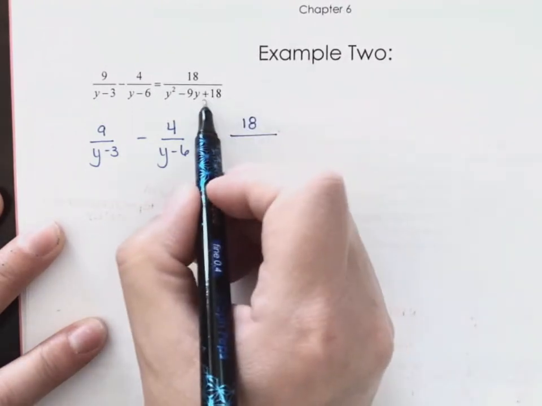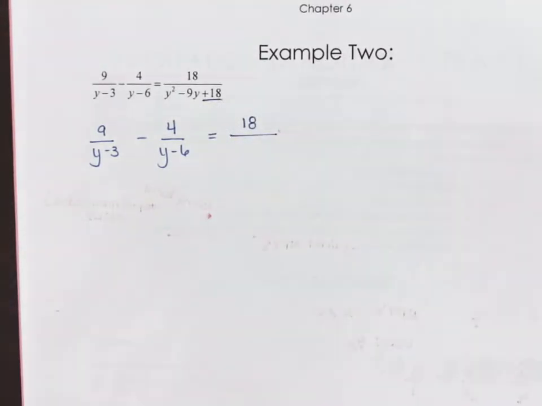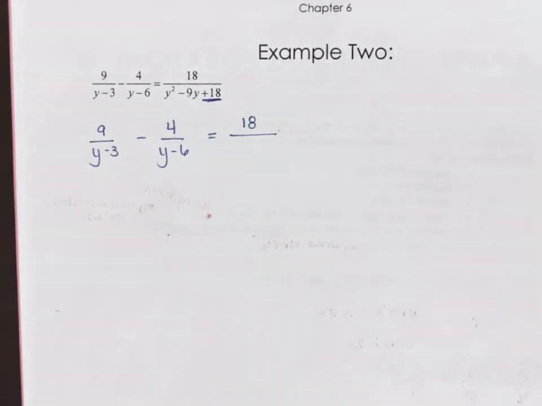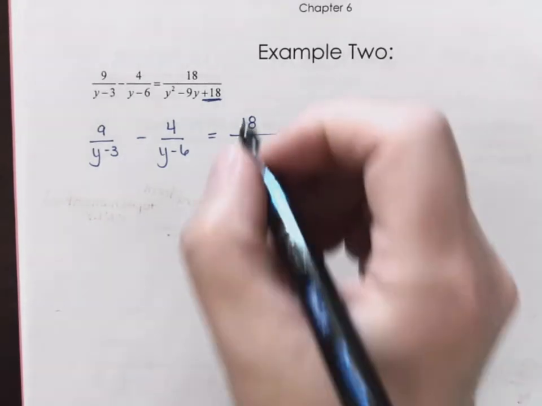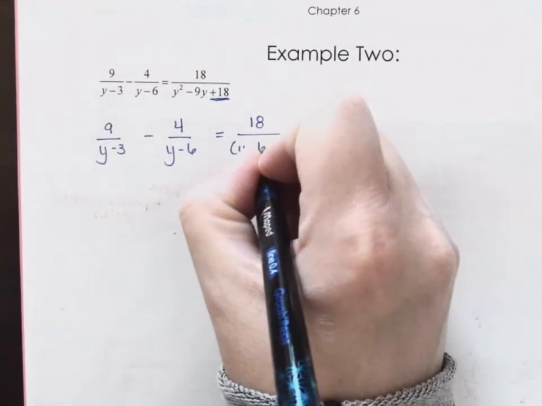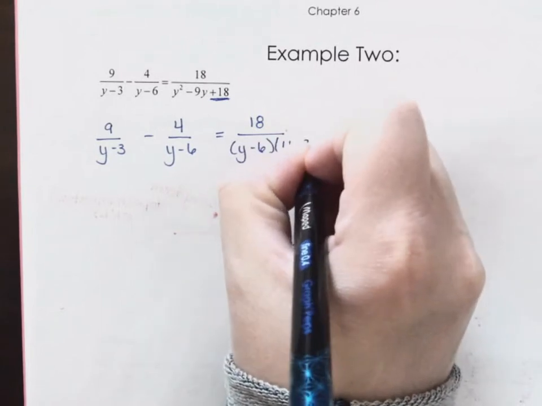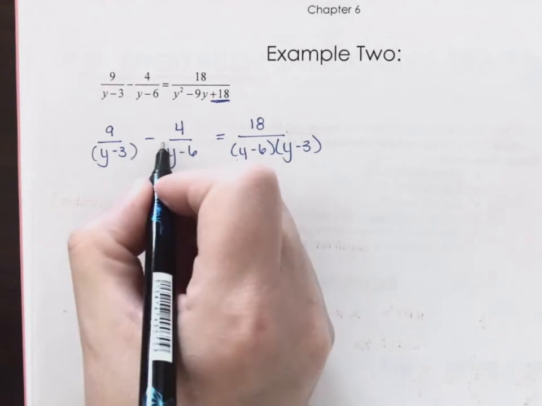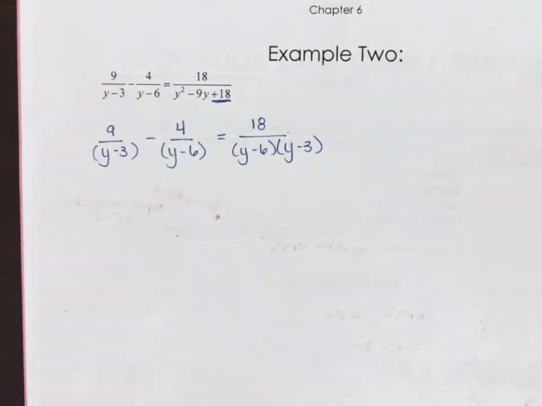All right, so we're going to factor 18. No, we're not factoring 18. We are factoring 18. This 18 right here. What are the factors of 18, positive 18, that add up to a negative 9? Negative 6, negative 3. I like it. So y minus 6 and y minus 3. It might help you to put brackets around these just so that you remember what those are.